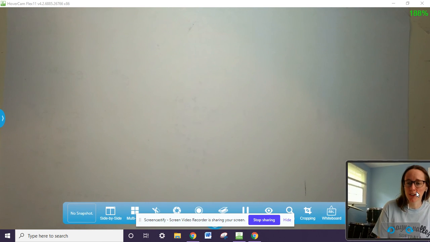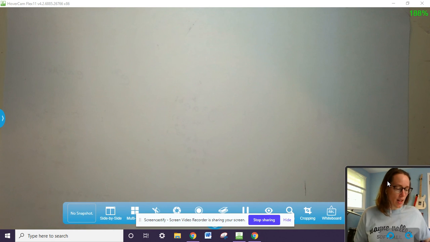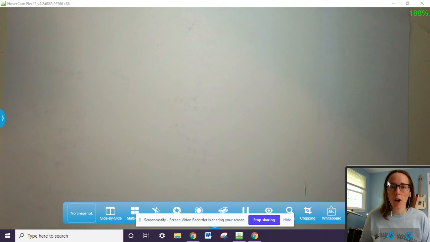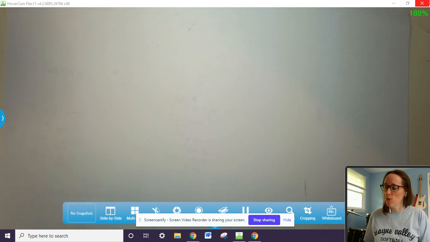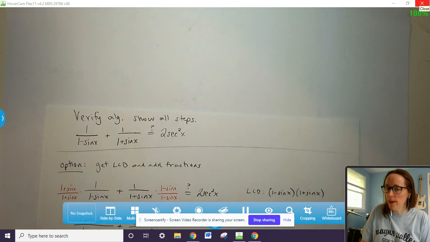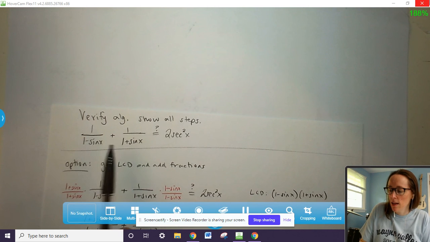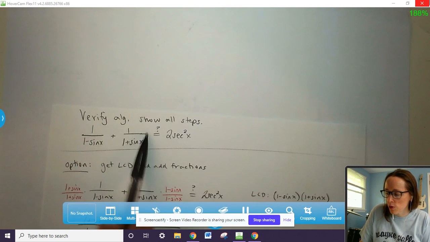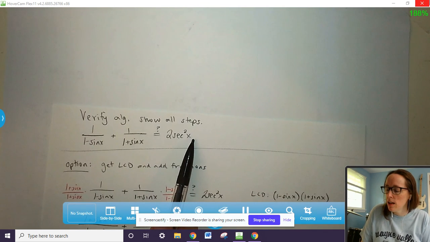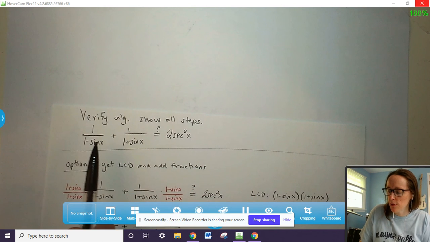Let's go ahead and get started. So the first thing I'd like to do is go over those two problems that you ended with on the last class. One of them was verifying algebraically this identity. Anytime the two expressions are equivalent to each other is called an identity. So you're verifying this side is equal to that side.